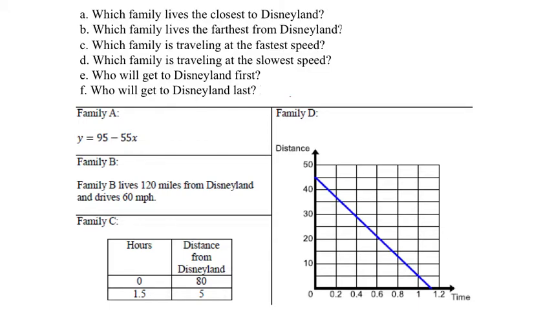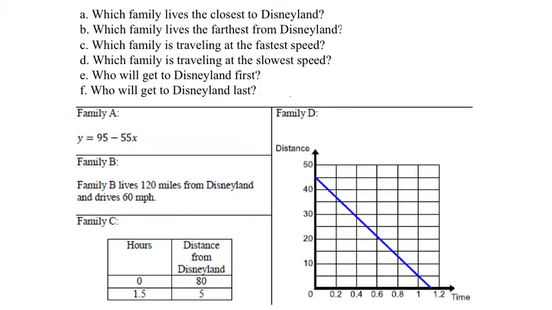So here's our questions. This relates to the first 2 questions, right? Which family lives the closest to Disneyland? Well, that's where we got to make that assumption that wherever they start, that's where they live in relationship to Disneyland, okay? Which family lives the farthest from Disneyland? Which one is traveling the fastest? Which one is traveling the slowest? And then who's going to get there first or last?